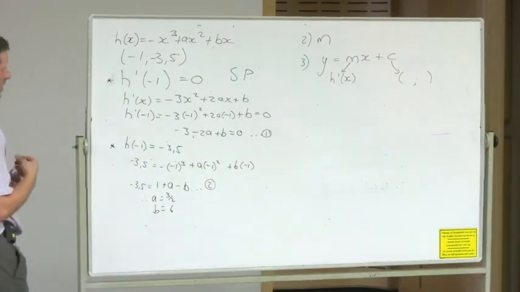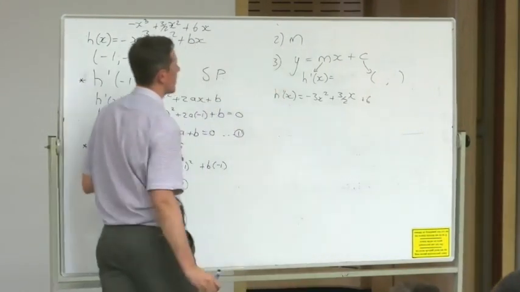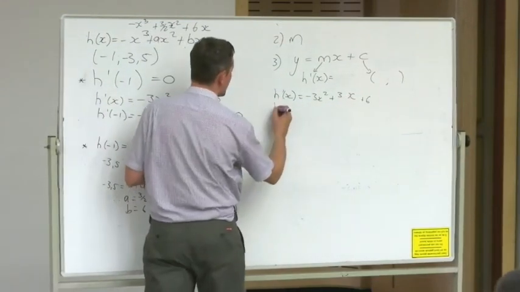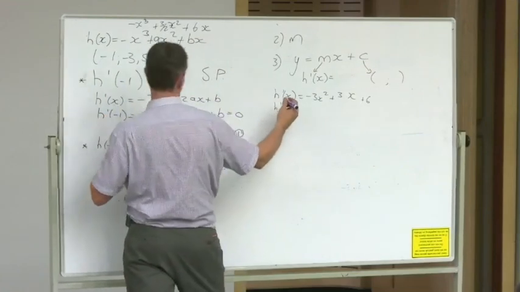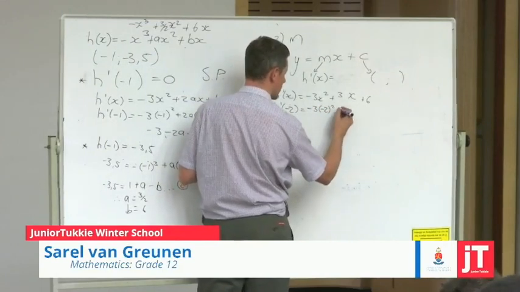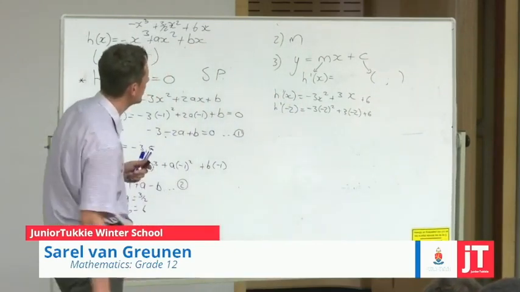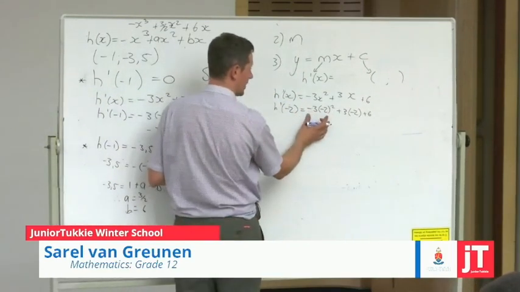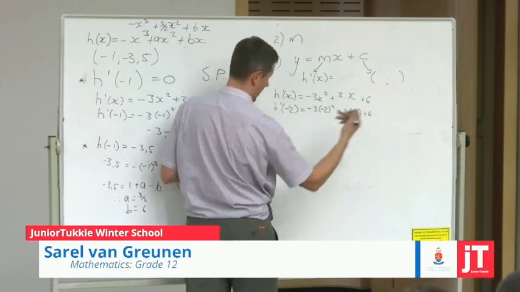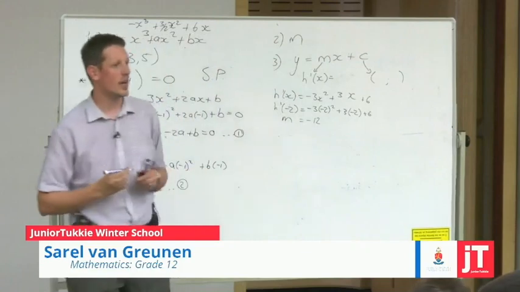So if I look at this, h accent of x is minus 3x squared plus 3x plus 6, no, I'm lying, that's just 3. So h accent, and I'm looking for it at -2. So this is going to give me -3 times -2 squared, 3 times negative 2 plus 6. So this gives me negative 12 plus 6 is negative 6 minus, so this again is minus 12. And that is my gradient.